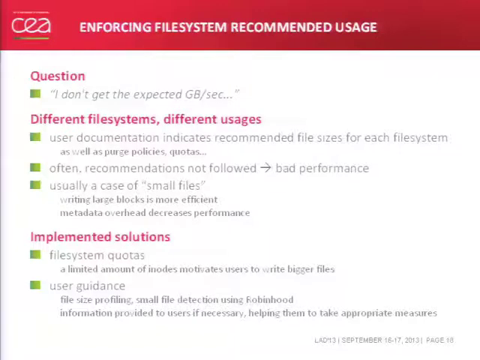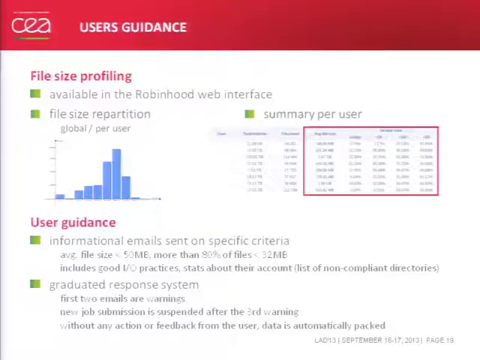So what we do to avoid those kinds of problems, we implement file system quotas, typically in a number of inodes. So usually a limited amount of inodes motivates the users to write bigger files. And we also do a lot of user guidance. So we try to document as much as we can the usage of the file system, and we also do file size profiling to detect the small files in the user directory, and we use Robinhood to do that. So this information is provided to the users if necessary, and we try to help them take appropriate measures to resolve those problems.